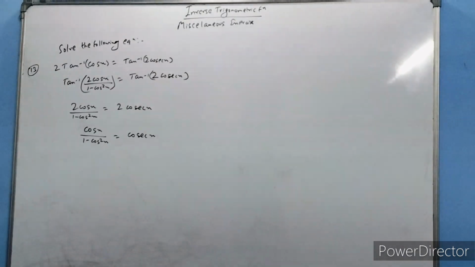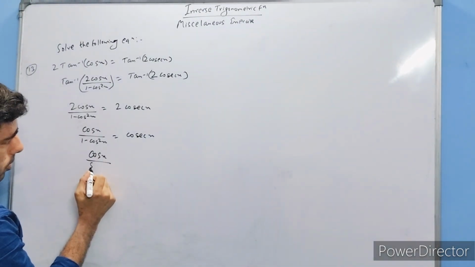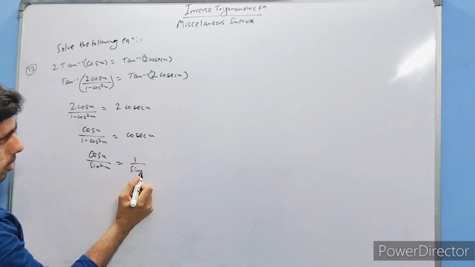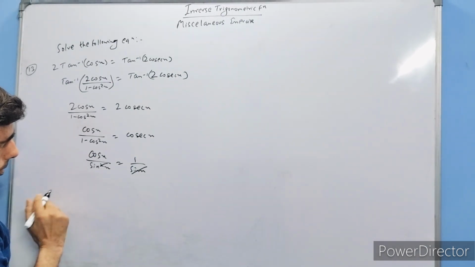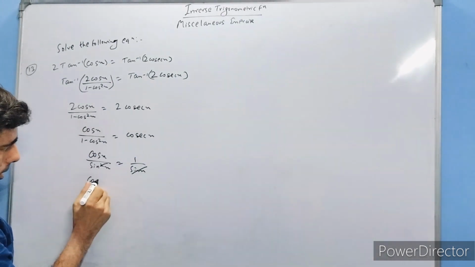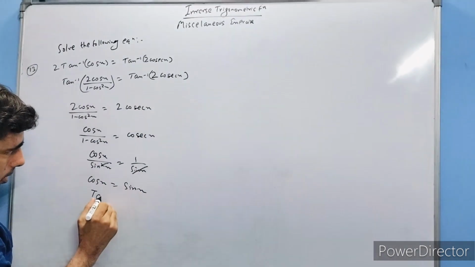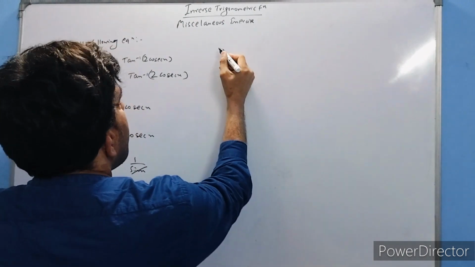Okay, so now next we have cos x upon sin square x. We can write cos x times 1 upon sin x. So now we can say cos x is equal to sin x, or I can say tan x is equal to 1. So we'll say x is equal to pi upon 4. Okay, so that's how we try to solve the following equation.